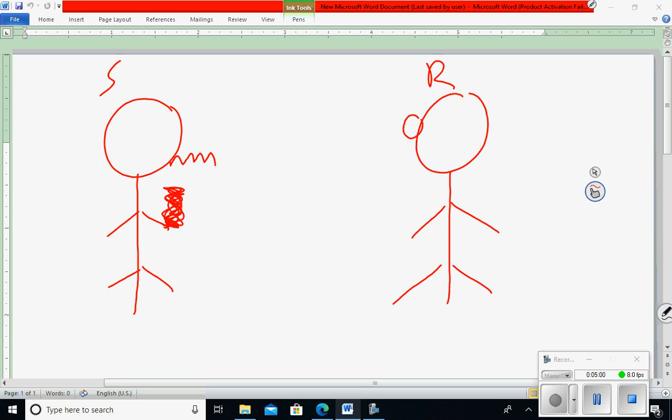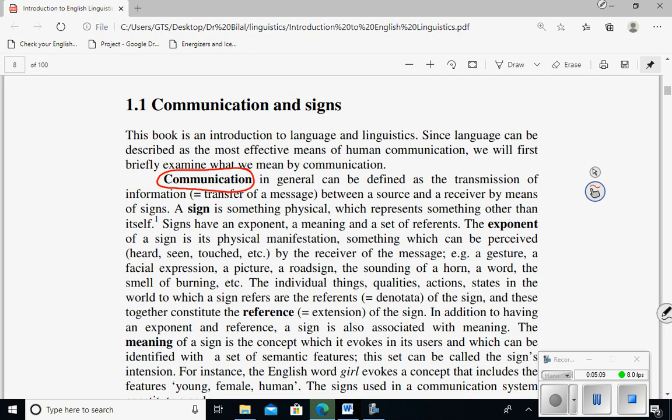So the idea of communication is just to transfer information between a speaker and a receiver, as it is mentioned for you here: transmission of information between a source and a receiver, a speaker and a listener, by means of a sign. And pay attention, as we said, that a sign is something physical, something tangible, which represents something other than itself. Signs have an exponent, which we'll come to in a minute, a meaning and a set of references.